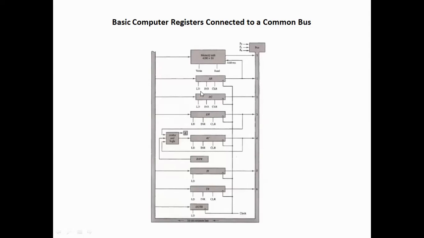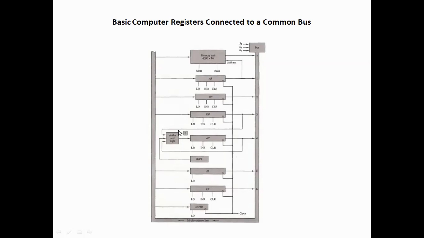Fine. And AR, PC, DR, AC, IR, TR, and the output register all will have a load signal here. This is the load control signal, LD. Load obviously means take the value from the bus and store it in this register. So whenever this load is on, the register will take the value from the bus and store it. If this is off, the register will not take this value. Now we can also see in this diagram that a clock pulse is going to all registers.